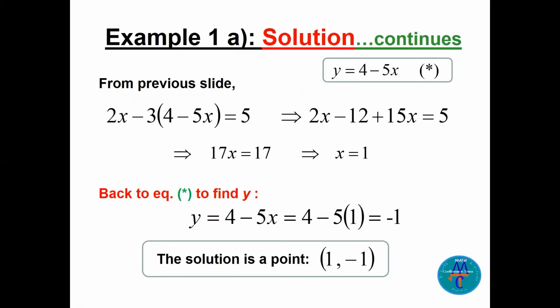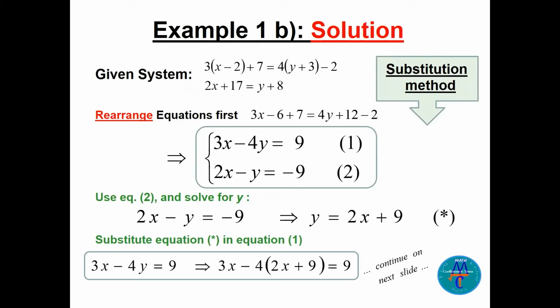All right, let's go now to B. In B, we have to rearrange. I think the second equation needs a little arrangement. So the first one, we multiply 3 times x, and then minus 6 plus 7 is equal to 4y plus 12. Rearrange equation 1, leave the x first, and then the y, minus 4y. Put the numbers there, it is equal to 9. Then the second equation, I leave 2x, bring y on this side, minus y is equal to minus 9. That's equation 2.